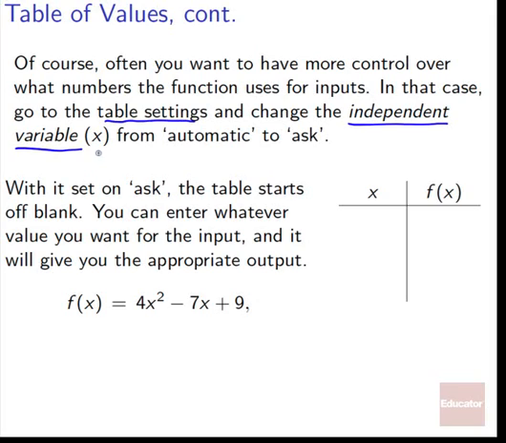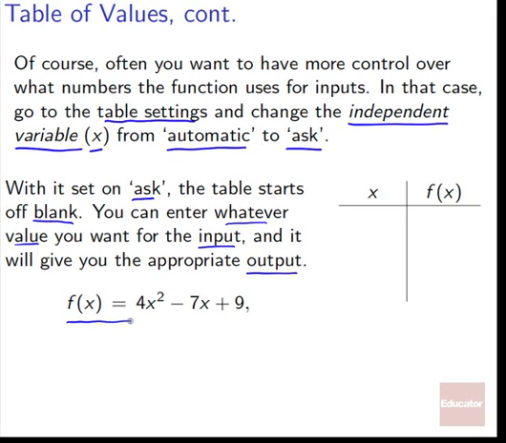Change your independent variable, which is just the x, what you're plugging into the function, from automatic, what it normally starts at, to ask. So you're changing it from it setting it for you to it waiting for you to tell it what value to use. With it set on ask, the table will start off blank. You can then enter whatever value you want for the input, and then it will give you the outputs from the inputs that you give it.